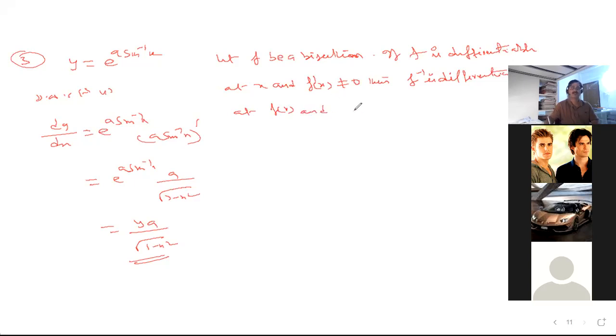And you remember what relation is there between these. (f inverse) dash at f of x is equal to 1 by f dash x, you can write. Is that okay, guys? Sir, any example? Yes, we can give one, we will have to find the inverse. And let's write one more point here.